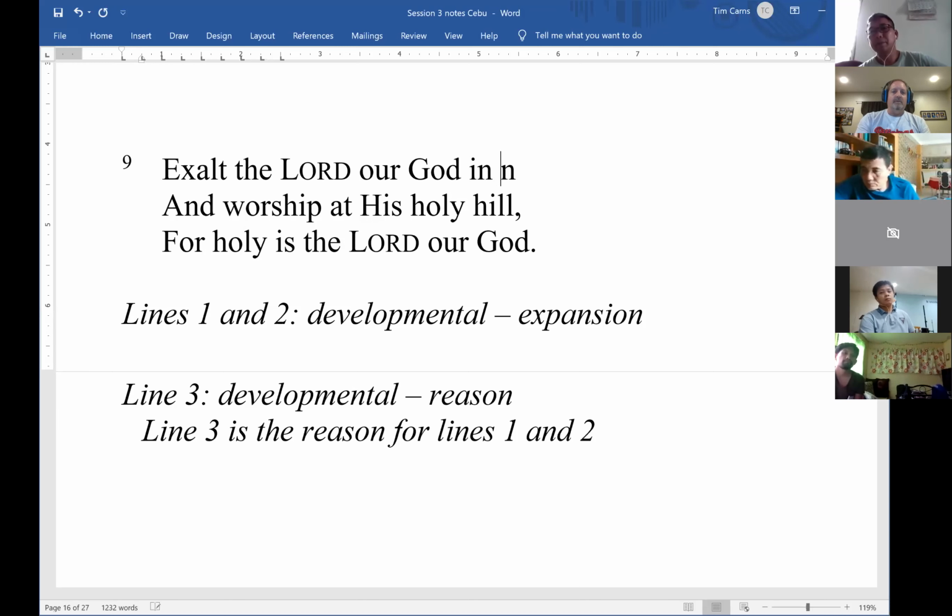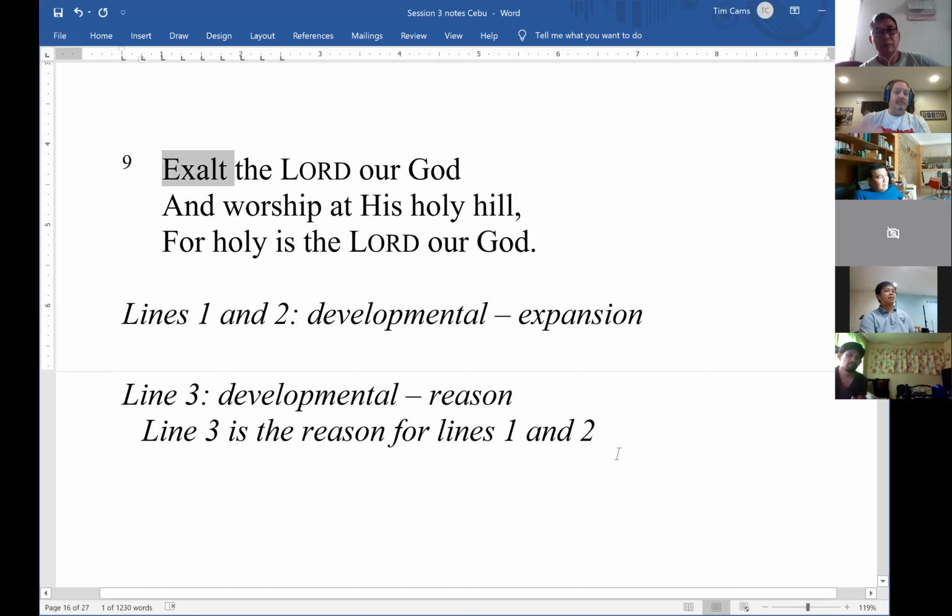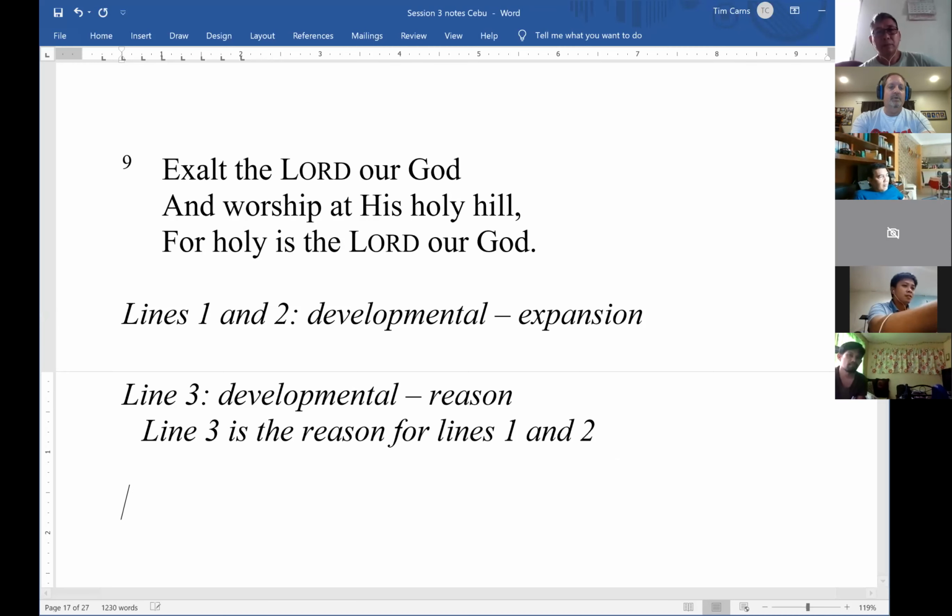Okay. All right. Let's ask our Hebrew expert, Pastor Rex. Check the Hebrew. And the words are actually very different, Rex. Exalt here, and we wouldn't know this until we did word studies, but actually the word exalt has the idea of lift up.